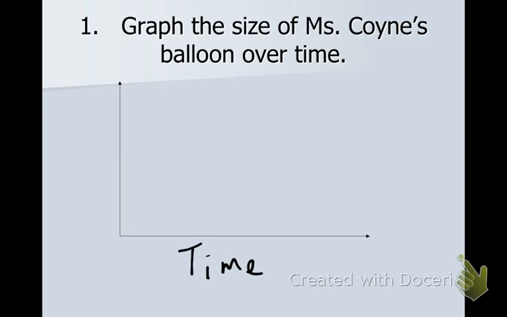It's because these graphs are just going to be sketches. But since we're talking about the size of Mrs. Coin's balloon, we're going to put that on the y-axis, and we're going to relate these two. In other words, as time progresses, how do we show what happens to Mrs. Coin's balloon? Well, apparently, this is what happened.